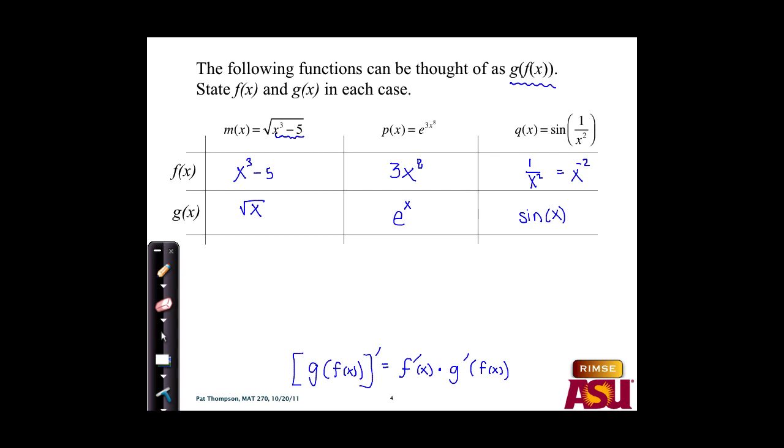So what this would mean for each of these, if I'm dealing with this m here, if I want to find m prime of x, the derivative of m with respect to x, I should take the derivative of f of x, that's the easy part, f prime of x, with respect to x, so just 3x squared, and the 5 drops off.